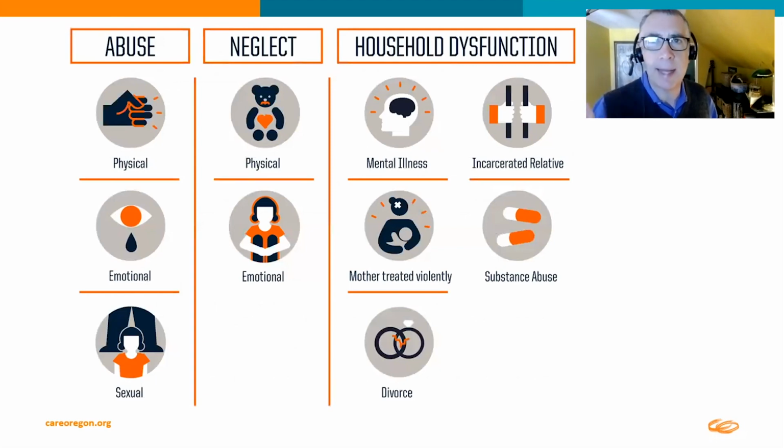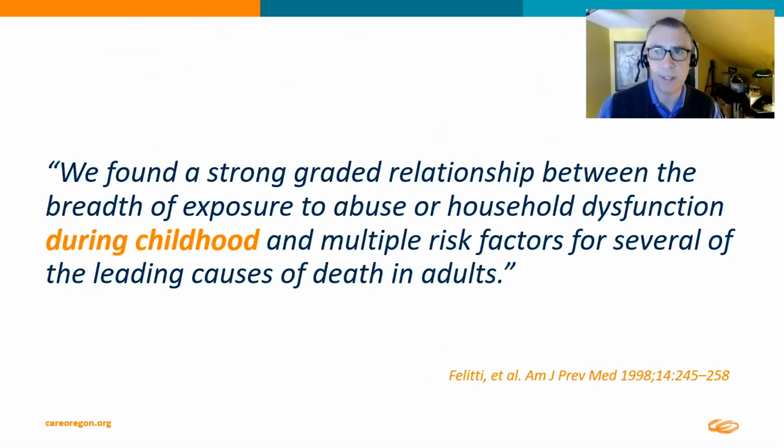Okay, and so those questions are basically taking up those kinds of trauma and splitting them up into three different sections, all right? There's abuse, be it physical, emotional, or sexual. There's neglect, which is just as damaging. And then there's the dysfunction in the household: an incarcerated relative, seeing your mom being treated violently, substance abuse going on, behavioral health issues in the household. All of these are the types of trauma that they're looking to identify. Felitti's own words: We found a strong graded relationship between the breadth of exposure to abuse or household dysfunction during childhood and multiple risk factors for several of the leading causes of death in adults.